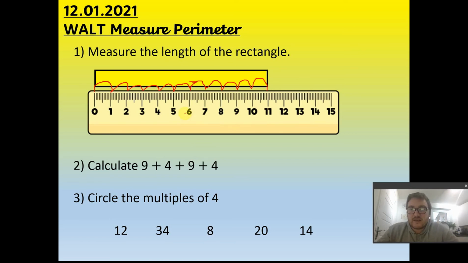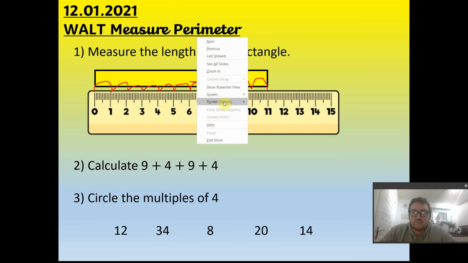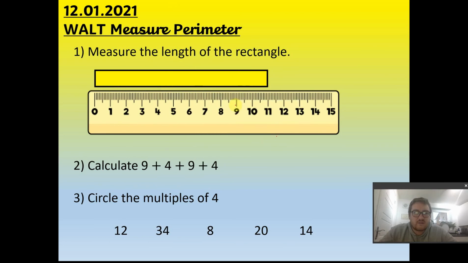And I've given you an answer there. That was for free. Right, I'm not going to be as nice for the next 2 questions though. So question 2, calculate 9 plus 4 plus 9 plus 4. And question 3, circle the multiples of 4. So pause the video and have another go at those.